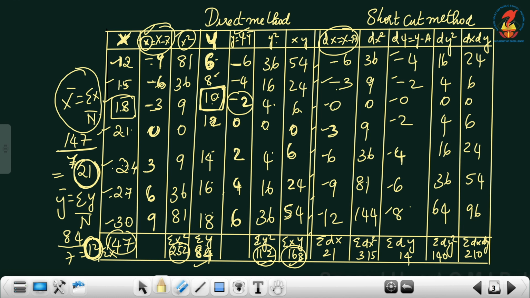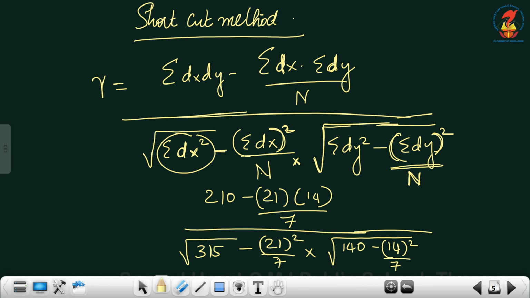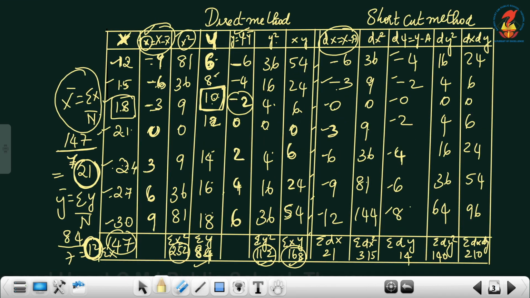Now you have to square that dy because you need dy square in your formula. So you have to square the deviation. When you square it, you will get minus 4 into minus 4, 16. Minus 2 into minus 2, 4, 0, 4, 16, 36 and 8 into 8, 64.